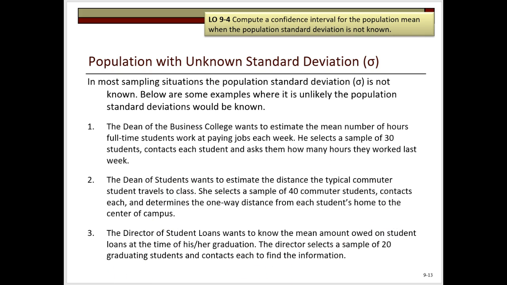A third example would be the director of student loans wants to know the mean amount owed on student loans at the time of his or her graduation. So the director selects a sample of 20 graduating students and contacts each to find the information. So how do we estimate the population means for these examples? We explore the procedure for estimating the means when the population standard deviation is not known in the next few slides. This procedure uses the t-distribution.